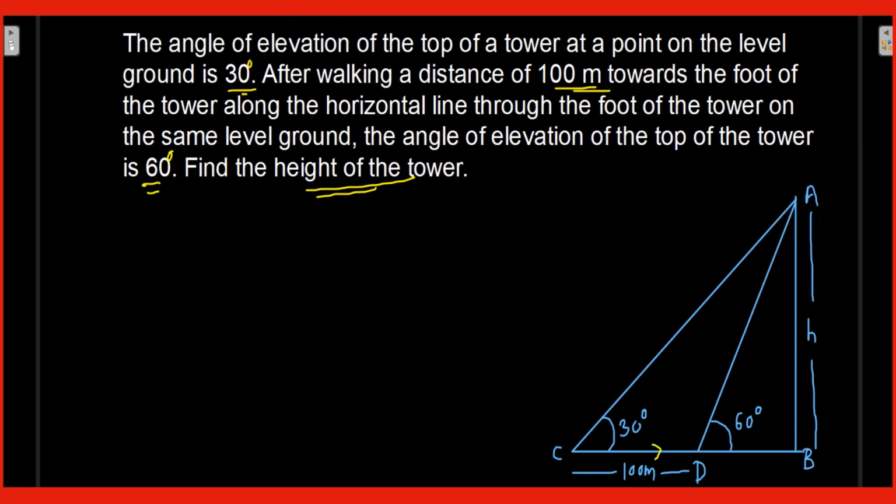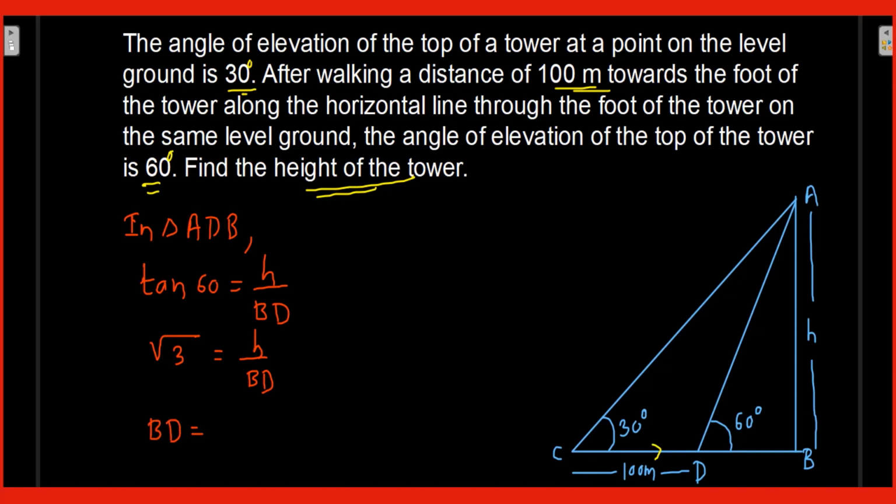So here first we will take the triangle ADB. In triangle ADB, we have tan 60 equal to opposite upon adjacent. So opposite is h and the adjacent is BD, and so tan 60 is equal to h upon BD. But tan 60 is root 3, which is equal to h upon BD. Now take BD to this side and root 3 to this side, so BD is equal to h upon root 3. Let this be number 1.